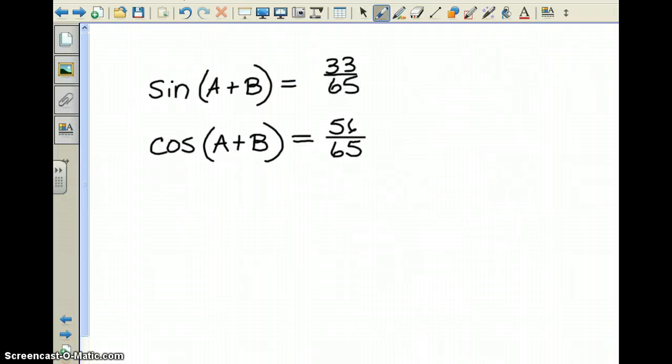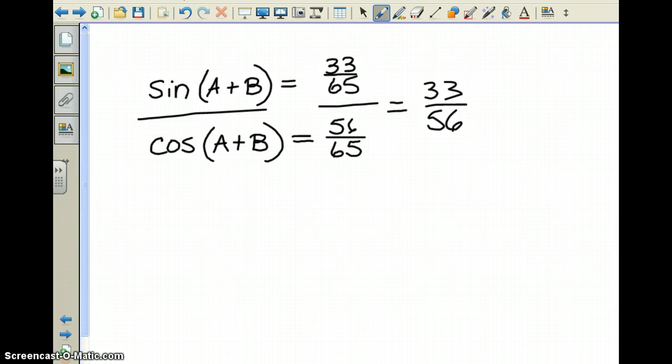And since I already know the sine of A plus B and the cos of A plus B, technically if I wanted tan of A plus B, I can just take these two answers for sine and cos and divide them and get 33 over 56. I will check that using the formula though.